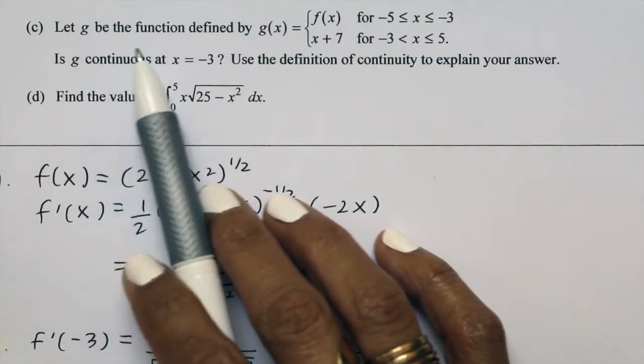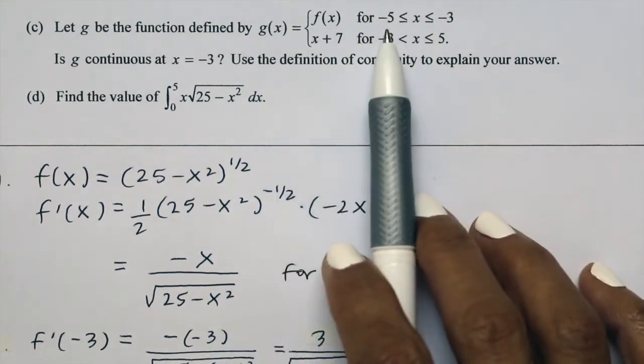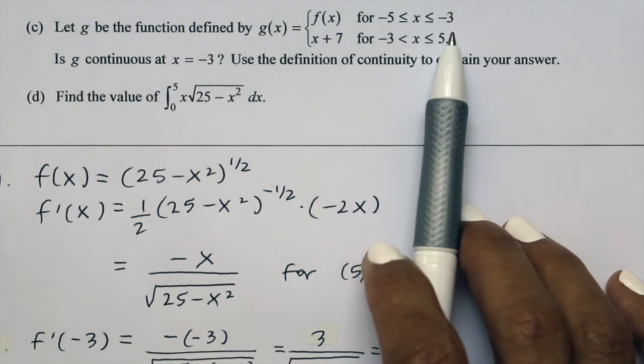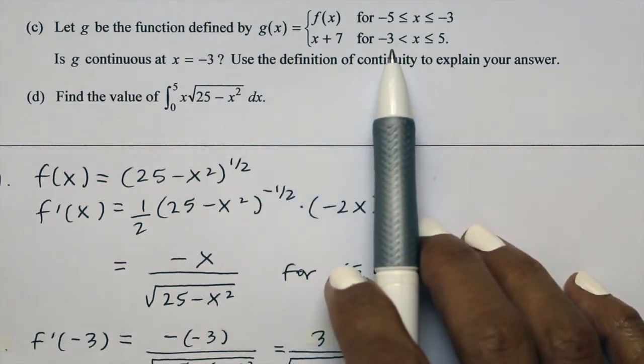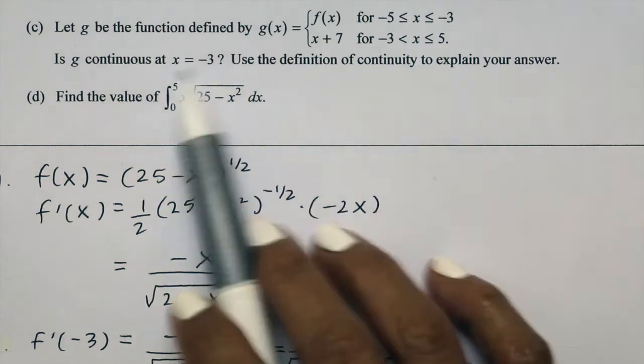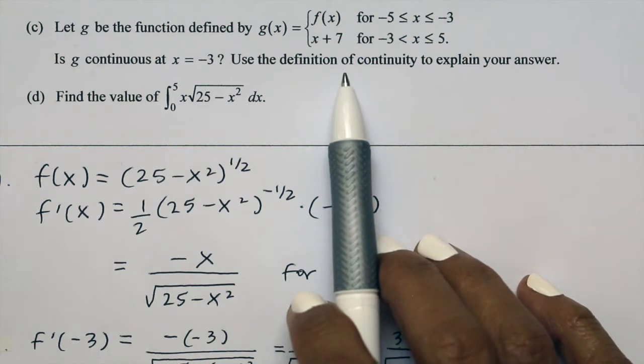Part C says let g be the function defined by, and we have a piecewise, g is equal to f from -5 inclusive to -3, and then also g is equal to x plus 7 for -3 all the way to 5. Is g continuous at x equals -3? Use the definition of continuity to explain your answer.